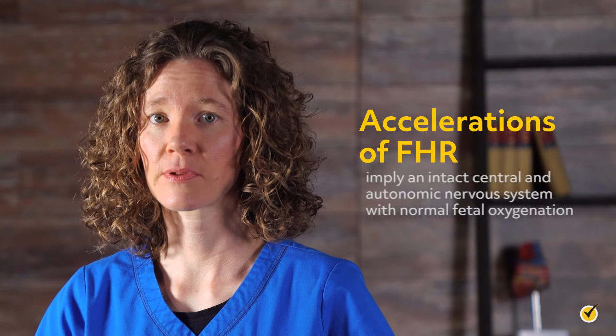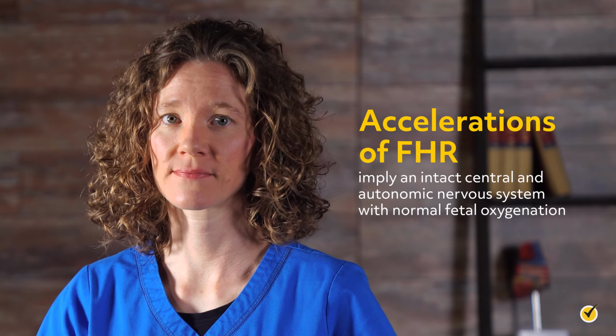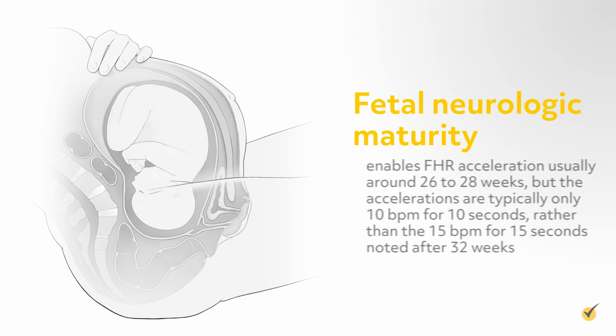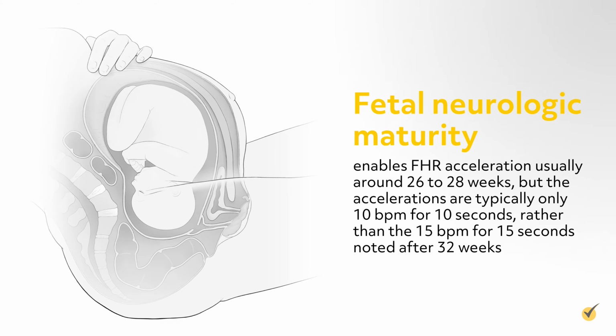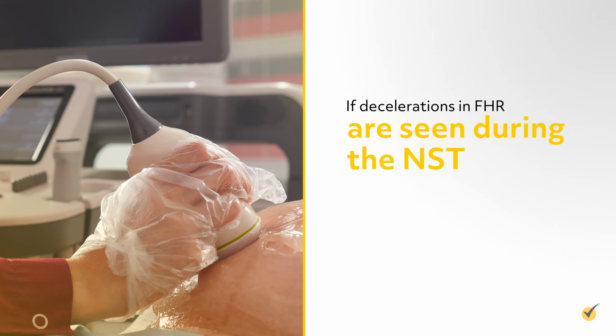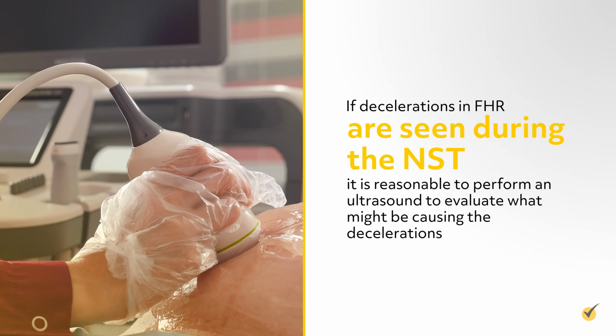Accelerations of fetal heart rate imply an intact central and autonomic nervous system with normal fetal oxygenation. Fetal age must be taken into consideration when performing the NST. Fetal neurologic maturity enables fetal heart rate acceleration usually around 26 to 28 weeks. But the accelerations are typically only 10 beats per minute for 10 seconds, rather than the 15 beats per minute for 15 seconds noted after 32 weeks. If decelerations in fetal heart rate are seen during the NST, it is reasonable to perform an ultrasound to evaluate what might be causing the decelerations.